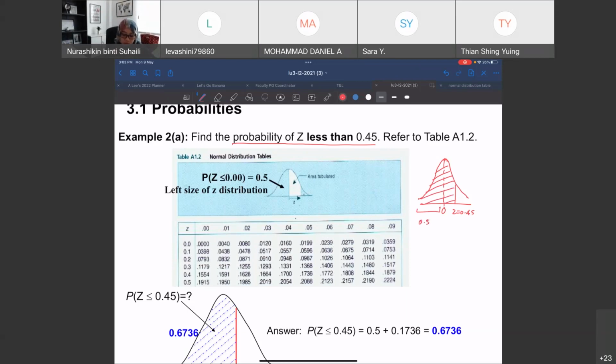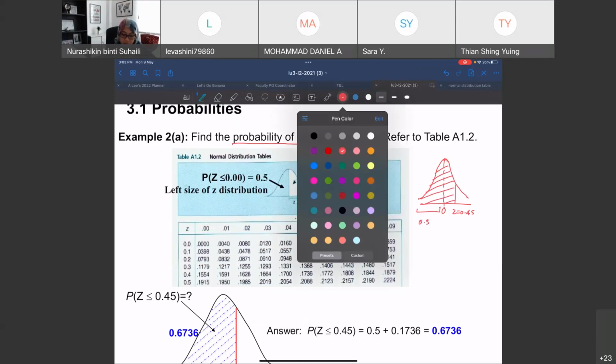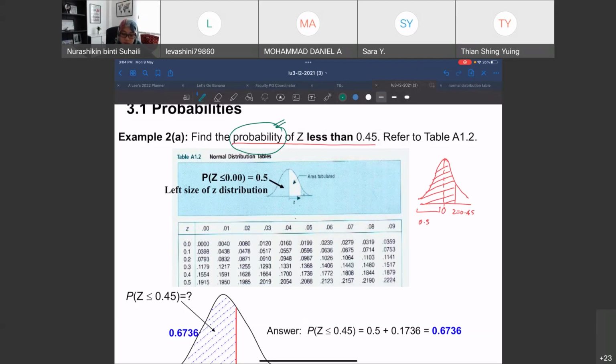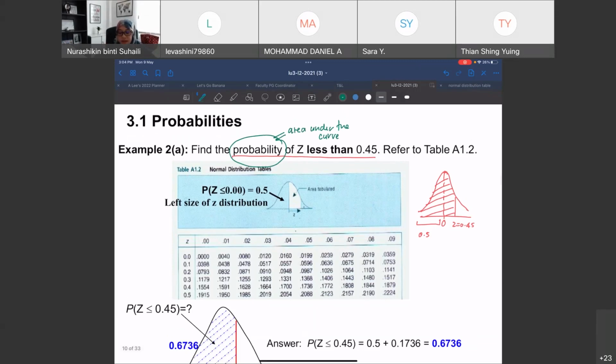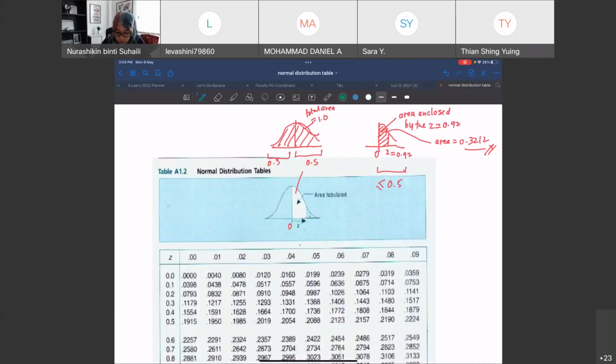Before that, what is meant by the probability here? Probability is equal to the area under the curve. That's why I emphasize the regions. Whenever you say find the probability of Z less than 0.45, you are actually asked to find the area under the curve, which is 0.5 for this part. The remaining task is to find the area here, isn't it? You know that Z is 0.45. This one is quite straightforward. If you refer to the table, you just go for 0.45.